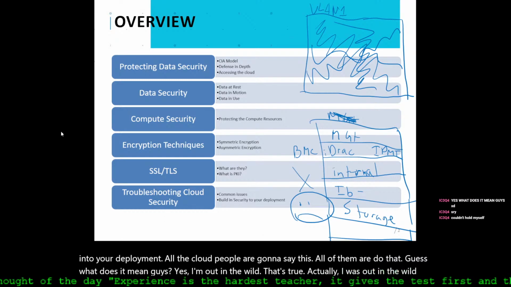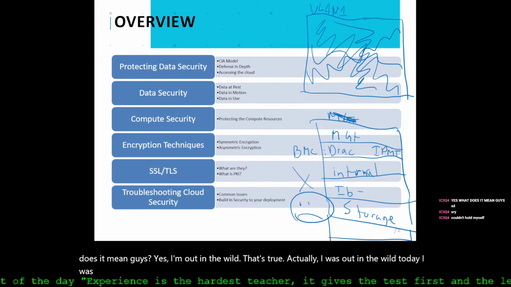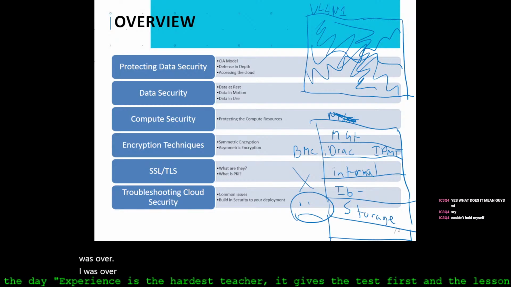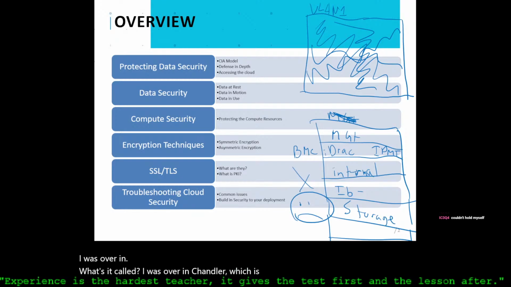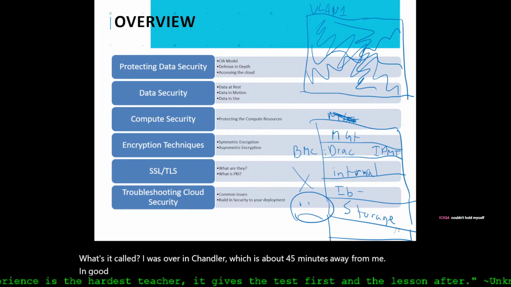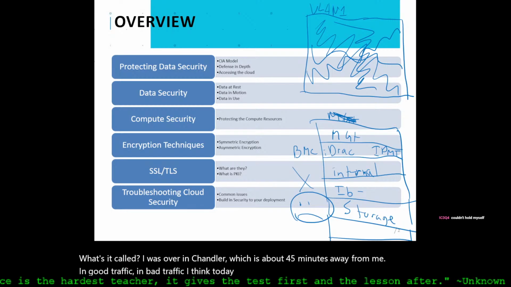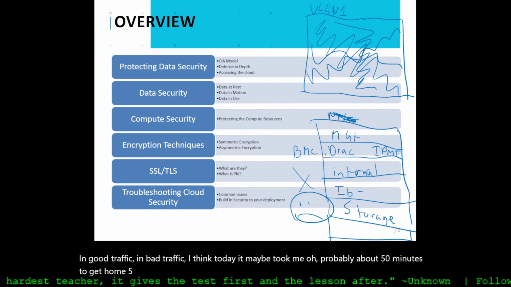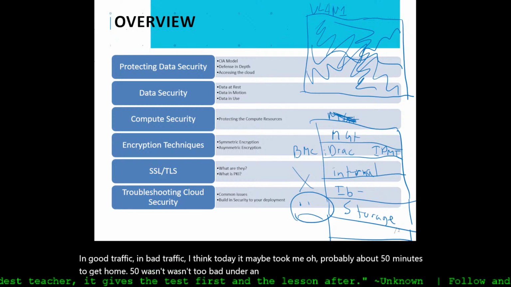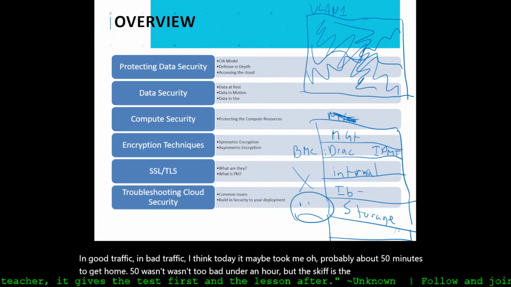I was over in Chandler, which is about 45 minutes away from me in good traffic. In bad traffic today, it probably took me about 50 minutes to get home. 50 wasn't too bad, under an hour. But the SCIF, guys, I'm telling you, it drains your energy.